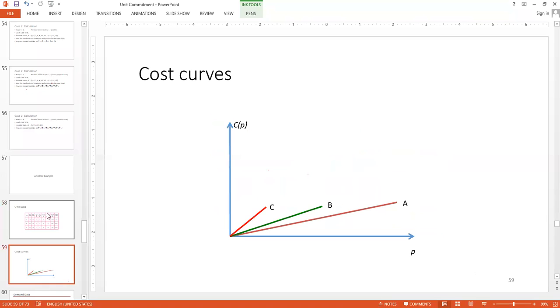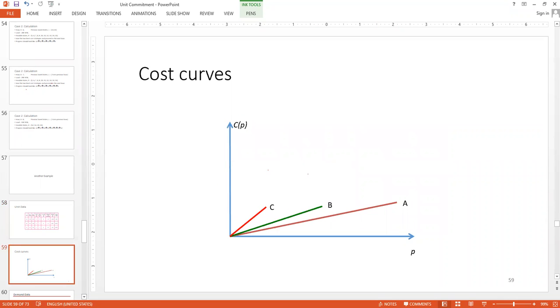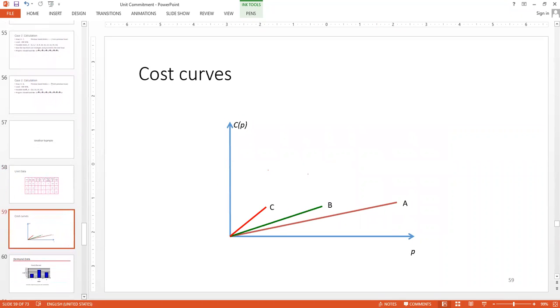If you look at the cost curves, as I said, these are all straight lines through the origin. For unit A, the slope is the lowest. For unit B, there is an intermediate slope. For unit C, the slope is the highest. If we check, you can see the marginal cost for unit A is the lowest slope, unit B intermediate slope, and unit C the highest slope. So that is reflected in this diagram by the straight lines through the origin.